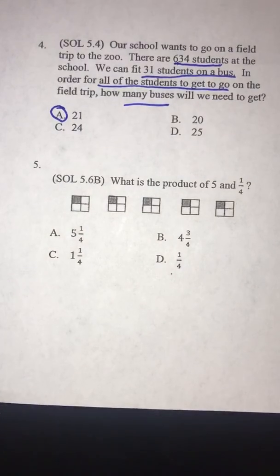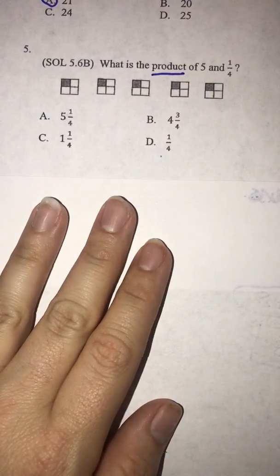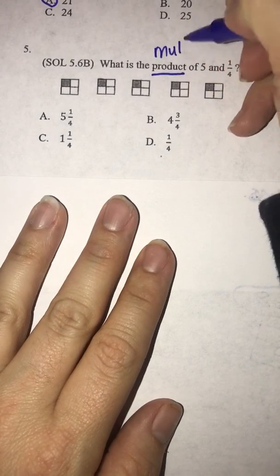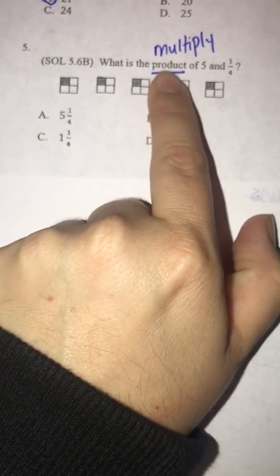All right, let's do number 5 together. I'm going to bump the word problem up, so make sure you have the answer for number 4. Number 5 is asking us to find the product. Do you remember what product means? Product means we're going to multiply. In this problem, we are finding the product of 5 and 1/4.